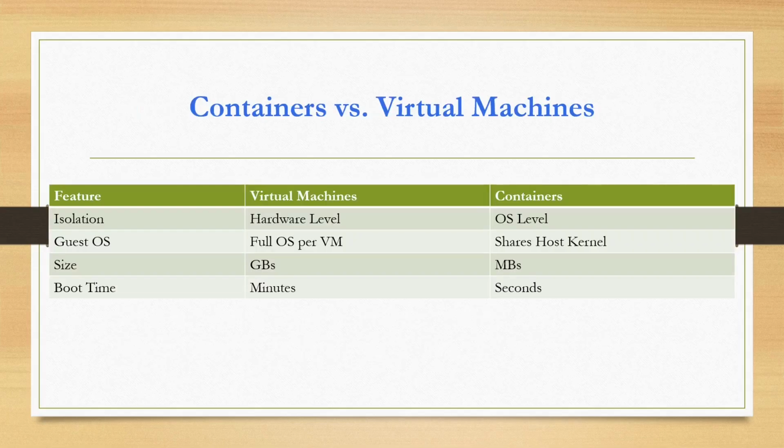That is basically an orchestration platform or management platform, you can say a container management platform. Let's discuss a few more points on containers versus virtual machines. In virtual machines we have hardware-level isolation, whereas in containers we have OS-level isolation. Virtual machines have a guest OS per VM, while containers share the host kernel itself. VM size is in GBs, while container size may be in MBs, sometimes GBs. Virtual machine boot times are in minutes, whereas container boot times are in seconds.